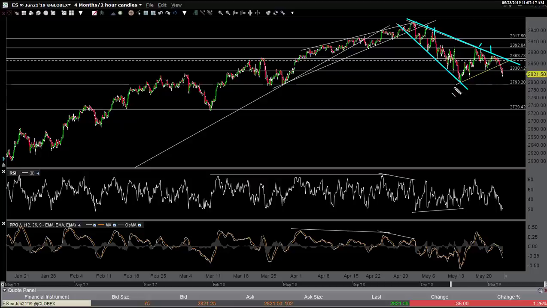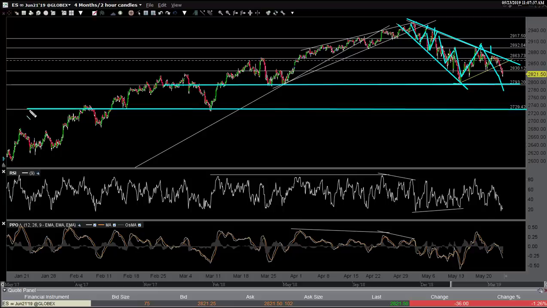Now we have to keep the downtrend intact. We need to undercut this previous low, because a downtrend is simply defined as a security making a series of lower highs and lower lows. So the next low, if we take out 27.93 or so, that support level, that would keep that downtrend intact and open the door up for a move down here to my next target, about 27.29.